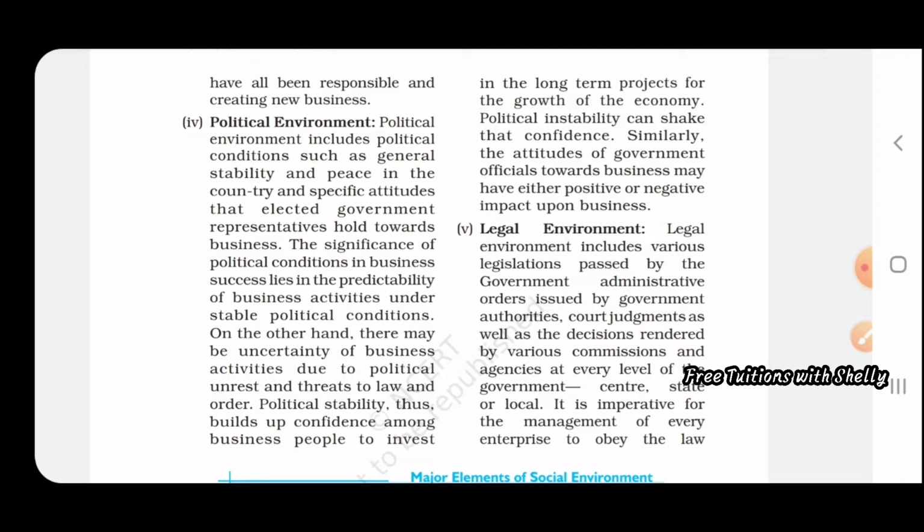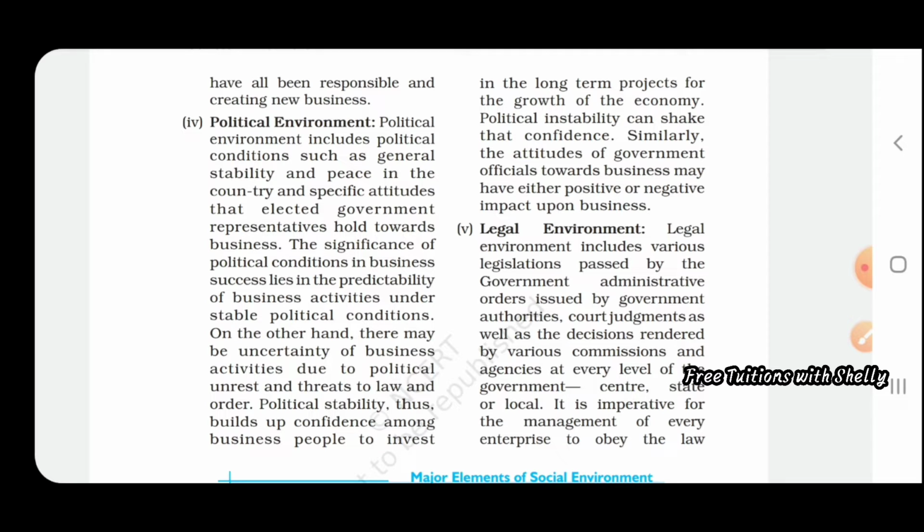So political condition, its success lies in how well the political stability is there in a country. If it has a stable condition, the business activities will also be stable. They can function well. But if it is unstable, it will affect the business organization drastically.